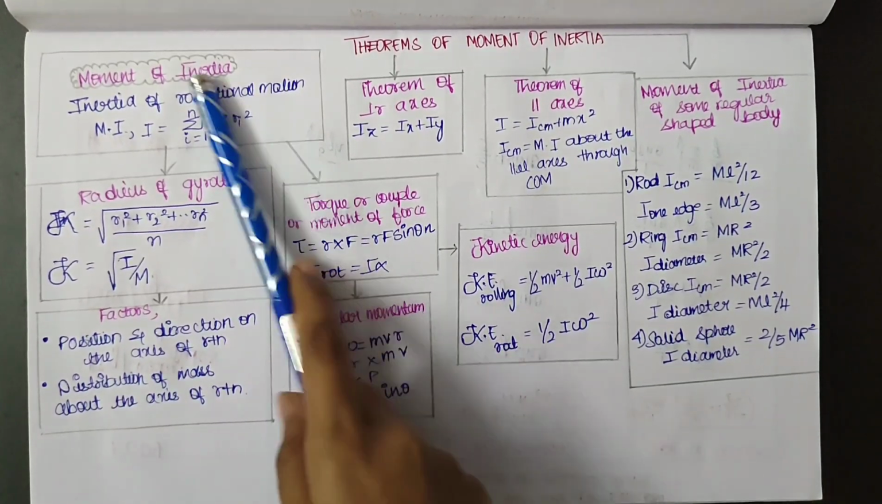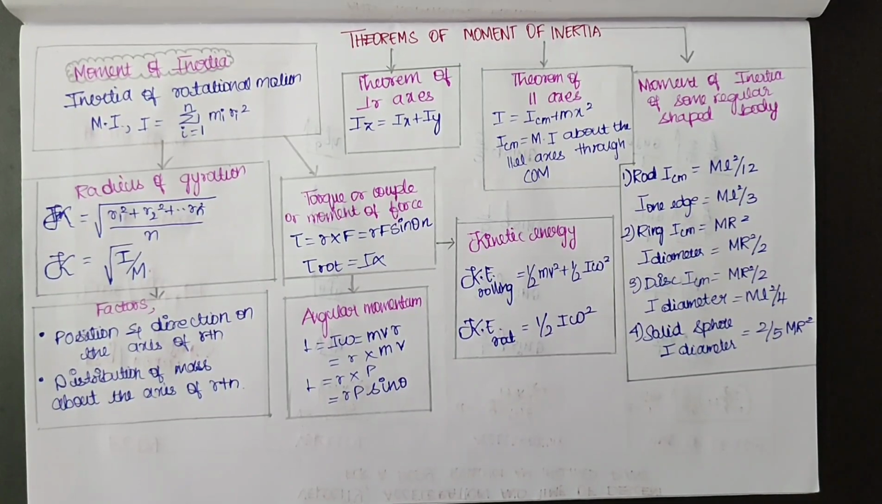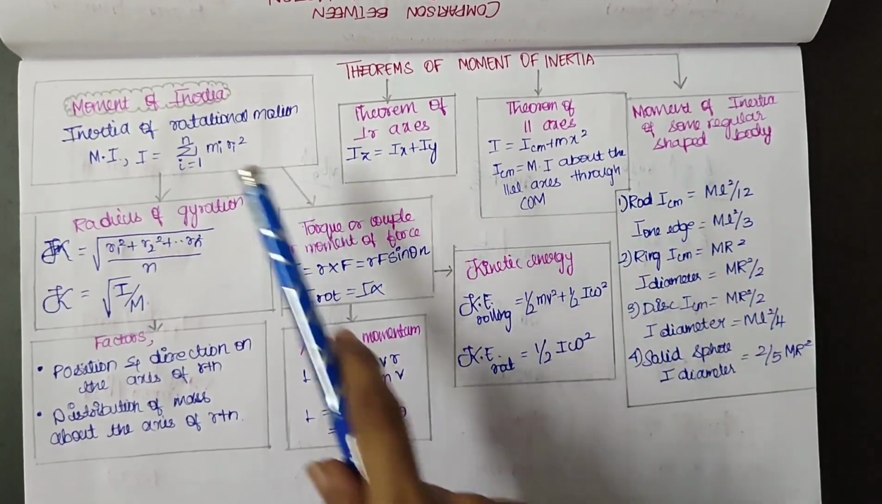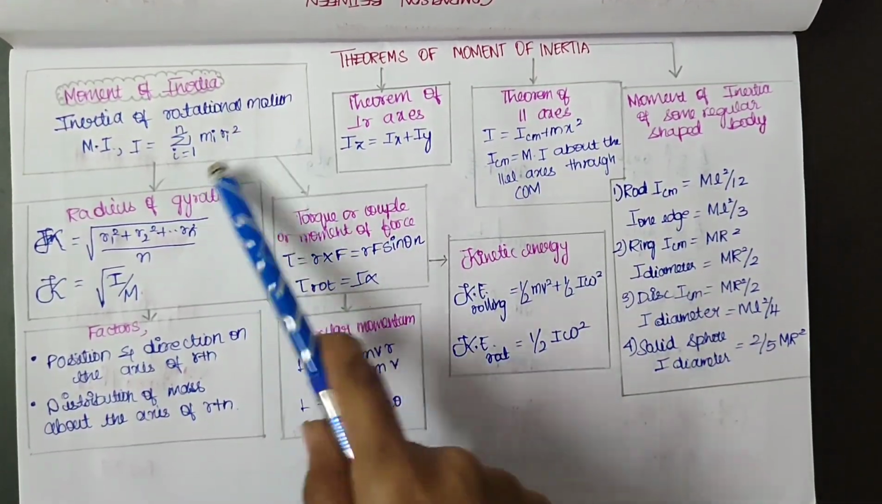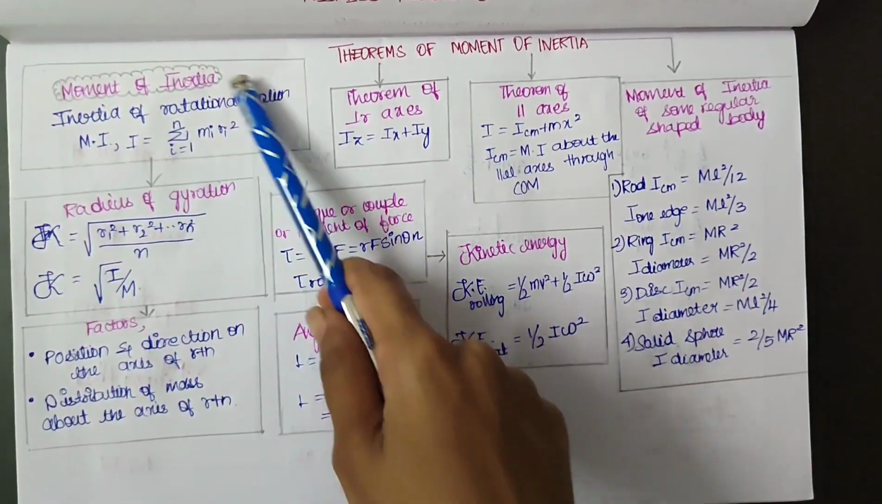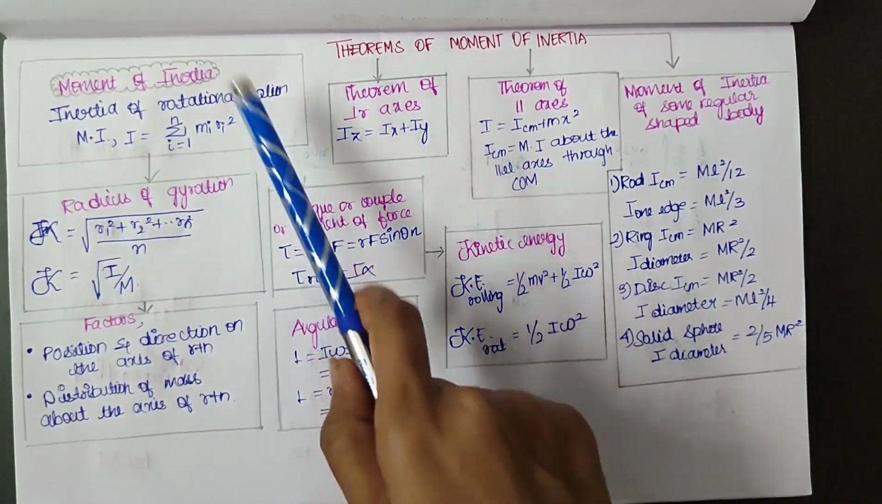Okay, let's start. So the moment of inertia is given by summation of m_i into r_i square. Okay, m_i into r_i square. For the position, like we have already seen, m_i into r_i. So in case of moment of inertia, it will be r_i square.